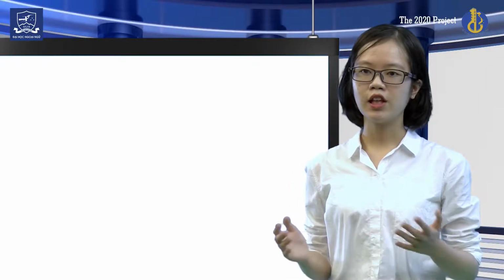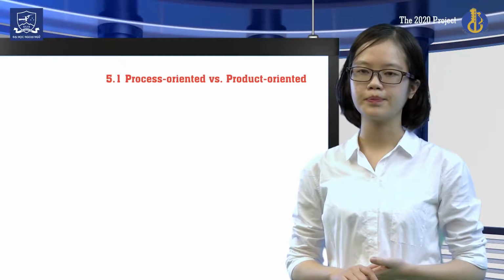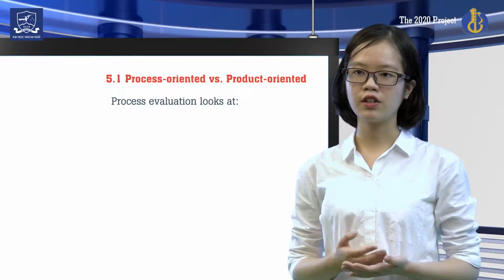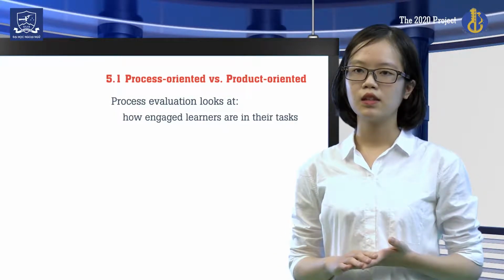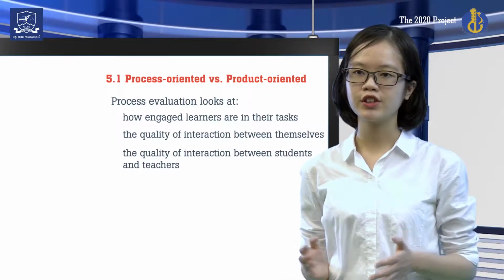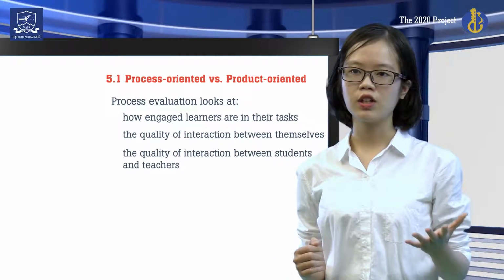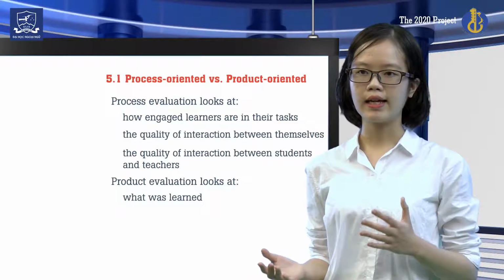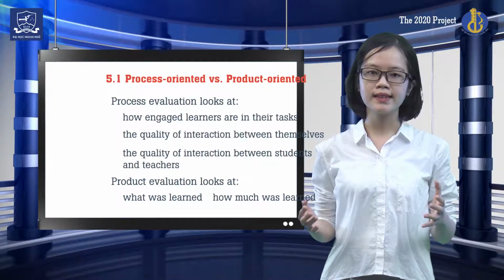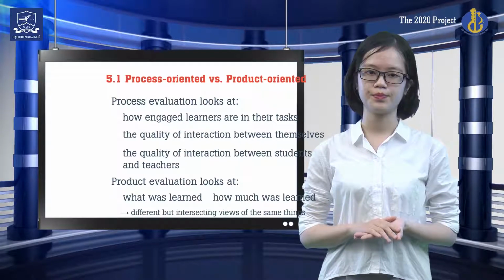Firstly, let's have a look at process-oriented and product-oriented evaluation. Process evaluation looks at how engaged learners are in their task, the quality of interactions between themselves, and the quality of interactions between students and the teachers. Product evaluation looks at what was learned and how much was learned. These 2 types of evaluation are basically different, but share intersecting views of the same things.